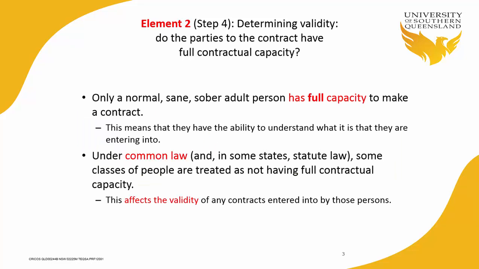Okay, now let's go back quickly here. Again, we say only these people, the person who's normal, sane, sober, an adult, is the one who has full capacity to contract. And under common law, and in some states there has been modification under statutes, some class of people are treated as not having full contractual capacity, which means that this affects the validity basically of any contracts entered into by these persons. So if they are not normal, sane, sober, full adult, then the validity of their contracts comes into question. So that becomes a legal issue.